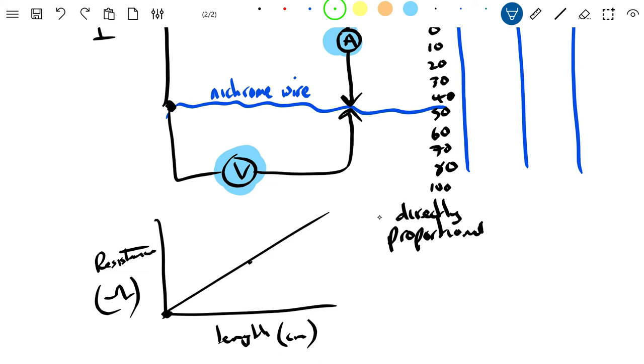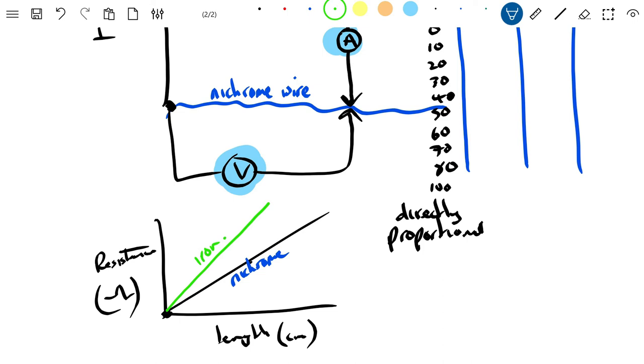Okay, now, just to go back to what it should look like ideally, let's put another line in there. Now there's another line for a different kind of wire. So we said this one was nichrome, and this one, let's say, I don't know, we'll say this is iron or steel. Now which one of those has got the most resistance?